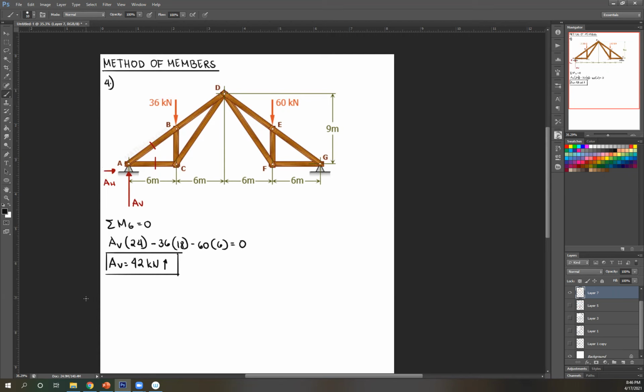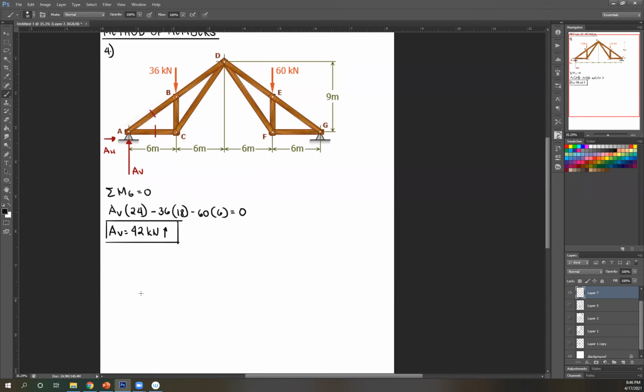So you can isolate any structure that is connected by hinges. So once again, I'm going to isolate this whole thing. Let's do that. Let's start here at A. This is AV. This is AH. And then draw, okay, this is C.